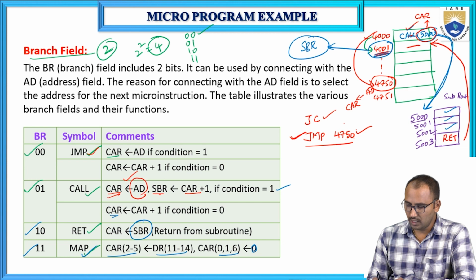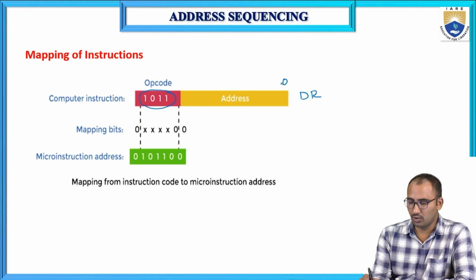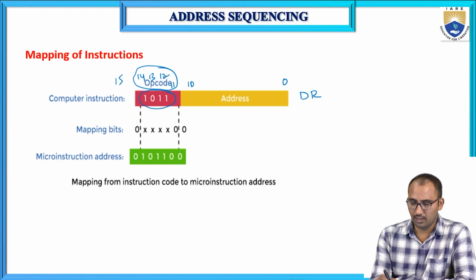Okay. So we are loading to CAR. So we have a data register. Okay, so this is a data register. In the data register we have bits 0 to 10, 11, 12, 13, 14, and this is 15. So bits 11, 12, 13, 14 are the opcode fields.